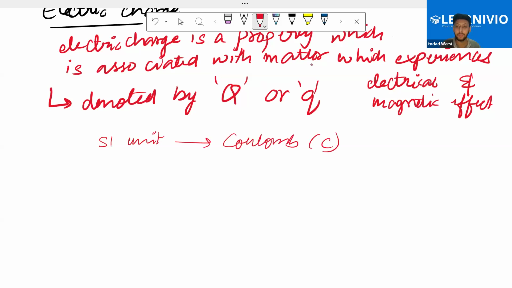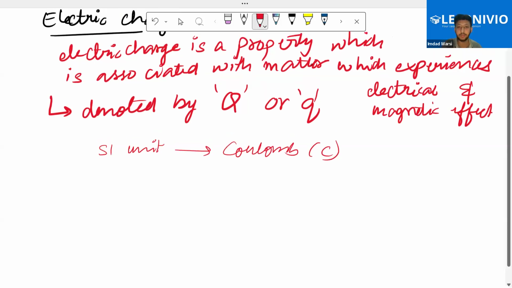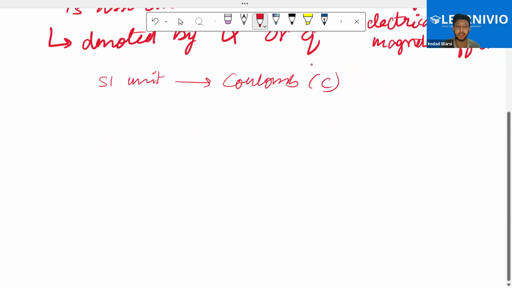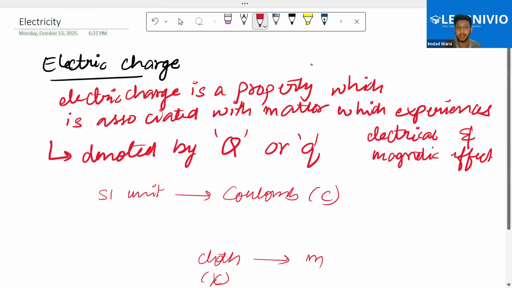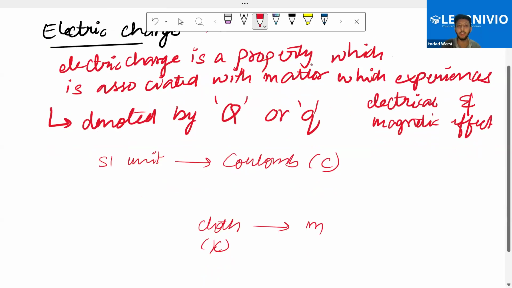Then what is Q? Q is the charge. For example, if you have cloth, you measure it in meters, right? And I am denoting this cloth by C, or let's take K. So this is the charge. Charge I denote by Q or small q, and I am measuring this charge in what unit? In coulombs, that is by capital C. Got it? Write it down, the SI unit of charge is coulomb.